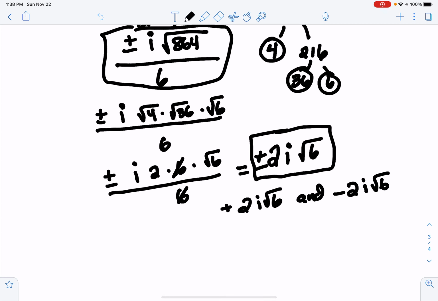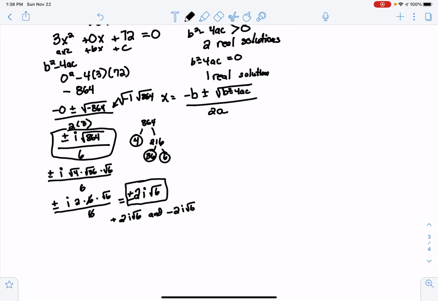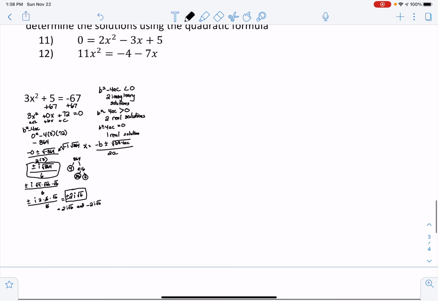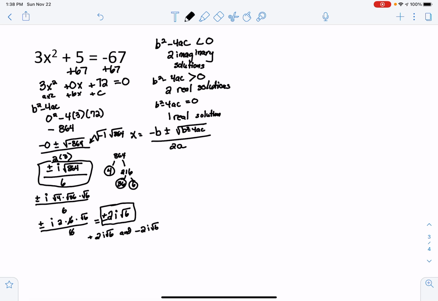So that would be the way you could do that. And so that's how you would do it. So what did we do? We went in and wrote it in standard form, and we made sure it was equal to 0. We then did the discriminant. Once you've done the discriminant, you simplify it so that you get out the imaginary part. You want that i in your solution if your discriminant is negative. And then you start to simplify it.